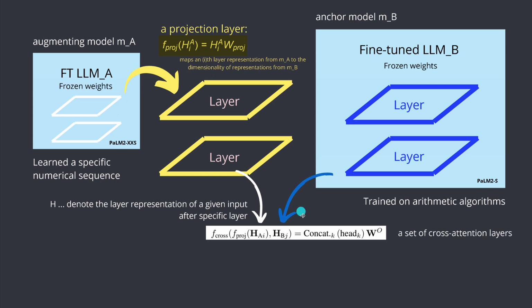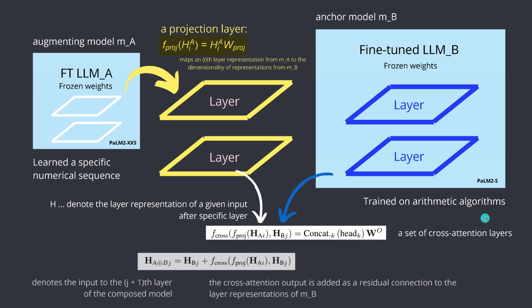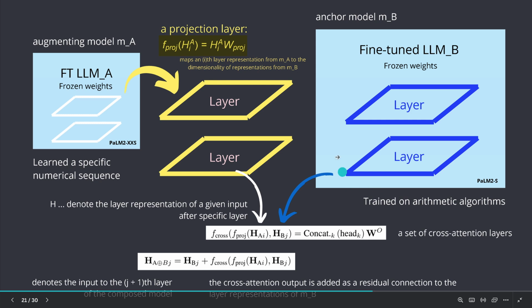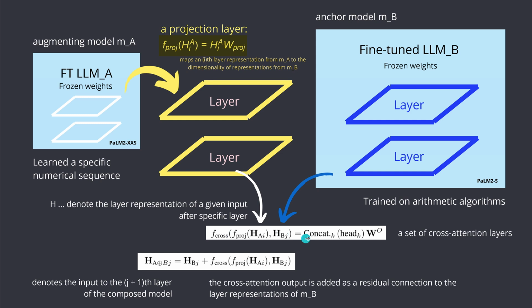Beautiful. So this is it. We have here projection tensors to learn and a set of cross-attention layers to learn, and you see here our W0. Then the next step is rather easy. We take exactly this cross-attention output, and we add it as a residual connection to the layer representation of our model B, of our anchor model.